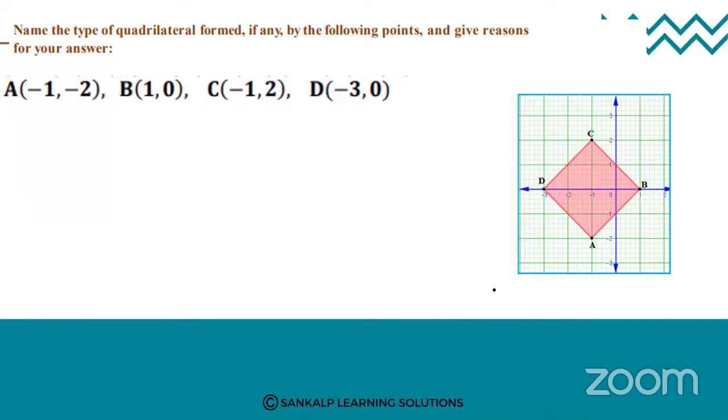Name the type of quadrilateral formed, if any, by the following points and give reasons for your answer. See here, 4 coordinates they have given and they asked the name of the quadrilateral formed, if any, by the following points, and give the reason.